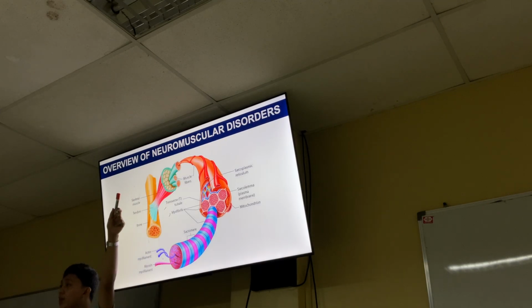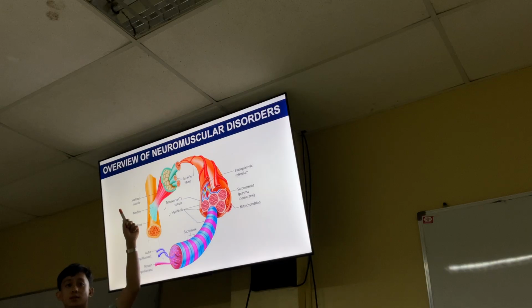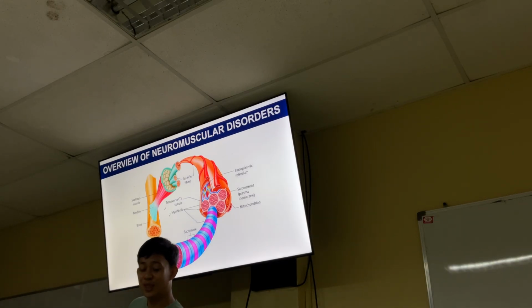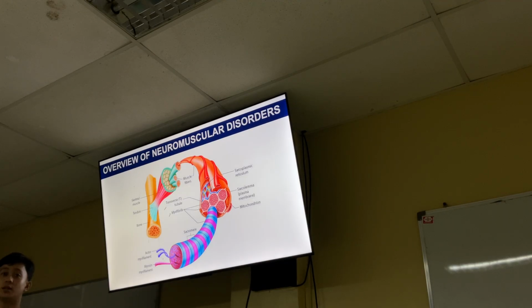The outer covering of your muscle is what we call what? Myelin sheath. Myelin sheath is another form of connective tissue. But what structure covers the muscle, the outer covering of your muscle? It's epimysium. That is the outer covering of your muscle, or the external part of your muscle.